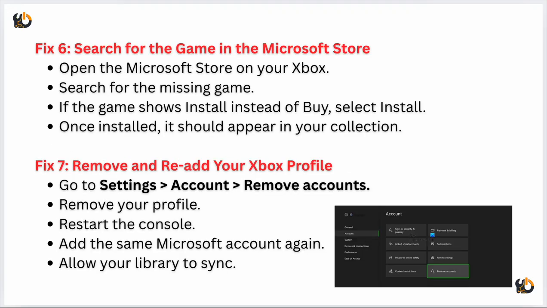Fix 6: search for the game in the Microsoft Store. Open the Microsoft Store on your Xbox. Search for the missing game. If the game shows Install instead of Buy, select Install. Once installed, it should appear in your collection.